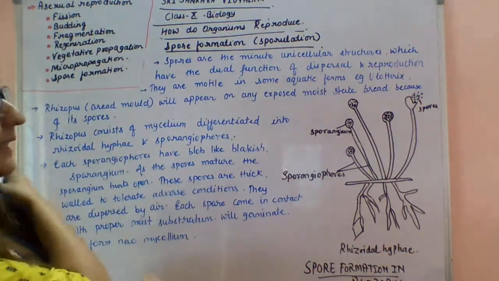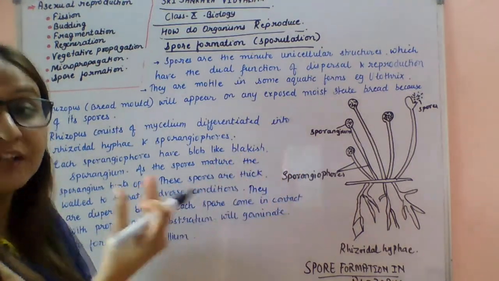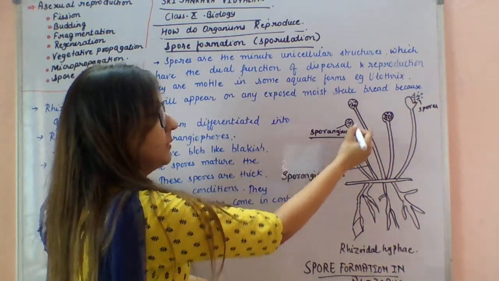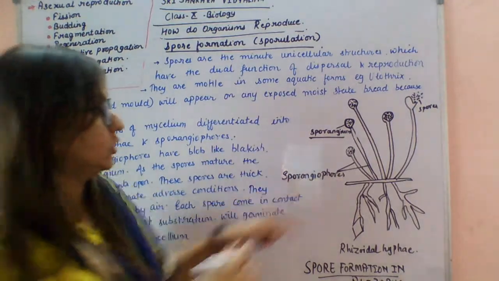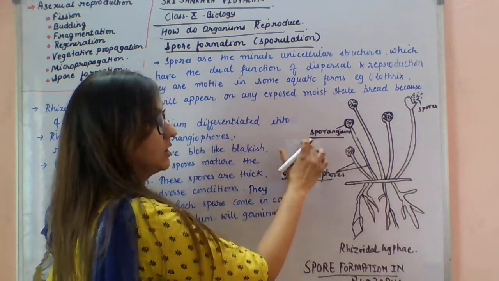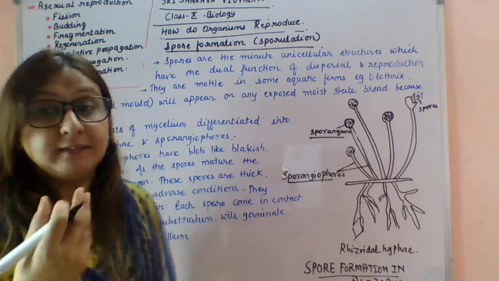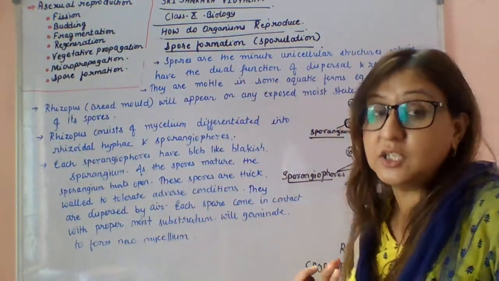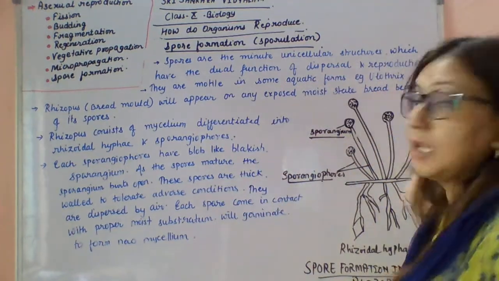Now we will see that each sporangiophore bears the sporangium, a blob-like structure. Each sporangiophore bears a blob-like structure that is called the sporangium. This sporangium is very thick-walled, so that it can survive in extreme climatic conditions, or you can say extreme adverse conditions. So these blobs are very thick-walled.